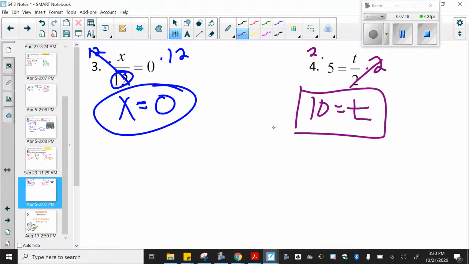Let's go back. I missed a proof on this one. We're supposed to prove the 3's. So I'm going to go back and put my 0 up here. So I'm going to have 0 divided by 12 equals 0. 0 equals 0, right? 0 divided by 12 does make 0, so that checks out. Sorry about that.